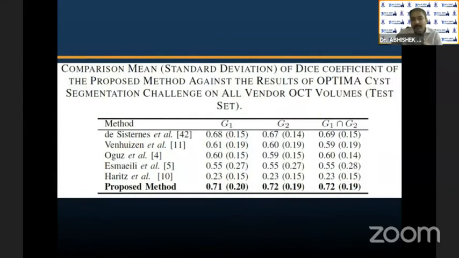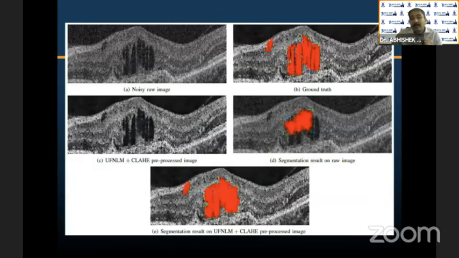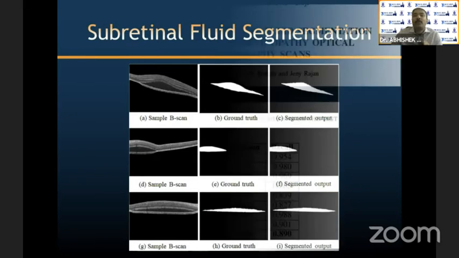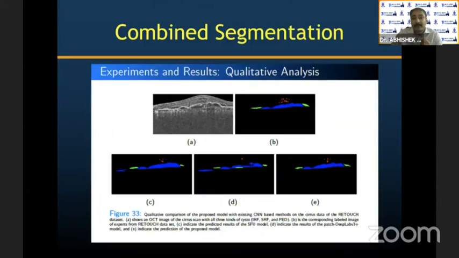So we achieved a fairly good amount of correlation with the human observer. Then we also added certain denoising techniques to further improve it, and we got up to 80 to 83% correlation. This is what results we are getting with subretinal fluid segmentation in CSR cases. We can easily completely identify the fluid and then quantitate it into the volume also. Here the correlation that we get is almost 90%.